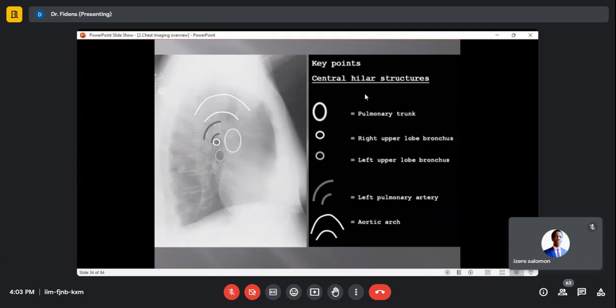So this is now the anatomy on the lateral view, the anatomy of the hila structures. The aorta, you see, the left pulmonary artery, you see. Aortic arch here, the aortic pulmonary artery. You can see this is the pulmonary trunk, this one. Right upper lobe bronchus, left upper lobe bronchus. Those are the structures of the hilum that should be recognized from the lateral view.